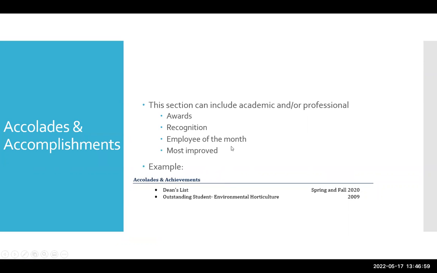The next section is accolades and accomplishments. For this, you want to focus on any academic or professional awards, recognition, and this includes Employee of the Month and Most Improved. An example of this is as followed. You have accolades and achievements, and then they had successfully obtained a Dean's List for both spring and fall 2020, and they also received an Outstanding Student Award in 2009. So if you have any awards or accomplishments, this will be the place for you to showcase that.